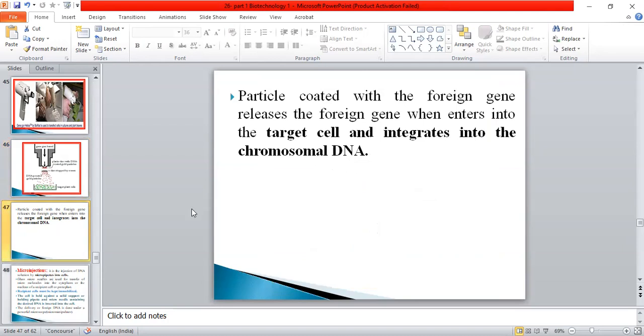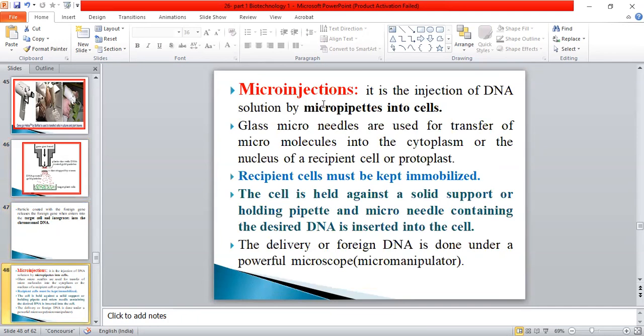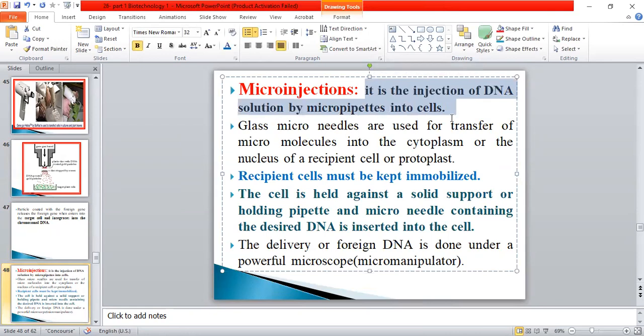Okay. So the next one is micro injection, also another method, very, very important one. It is also similar to the gene gun, but here there is a needle-like structure they used. See that one? Micro injection is the injection of the DNA solution by micropipette into the cell. This is the exact meaning. Okay. The glass micro needle. So glass micro needle, it's made up of glass. The needle is also very minute. They are also used for the transfer of micromolecules into the cytoplasm or the nucleus of a recipient cell or protoplast, whatever it may be.